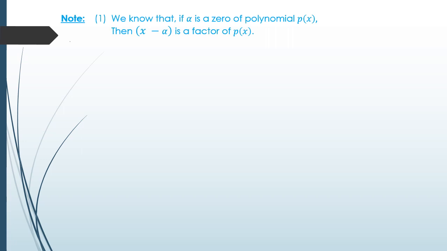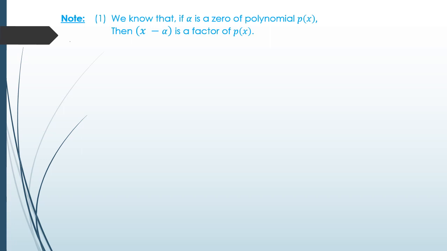In 9th standard, we have studied the factor theorem. So first of all, we'll start from the factor theorem. We'll write that as note number 1. We know that if alpha is a 0 of a polynomial p of x, then p of alpha must be equal to 0. And it means that x minus alpha is a factor of p of x. So this we can write by using factor theorem. If alpha is 0 of p of x, then x minus alpha is a factor of p of x.